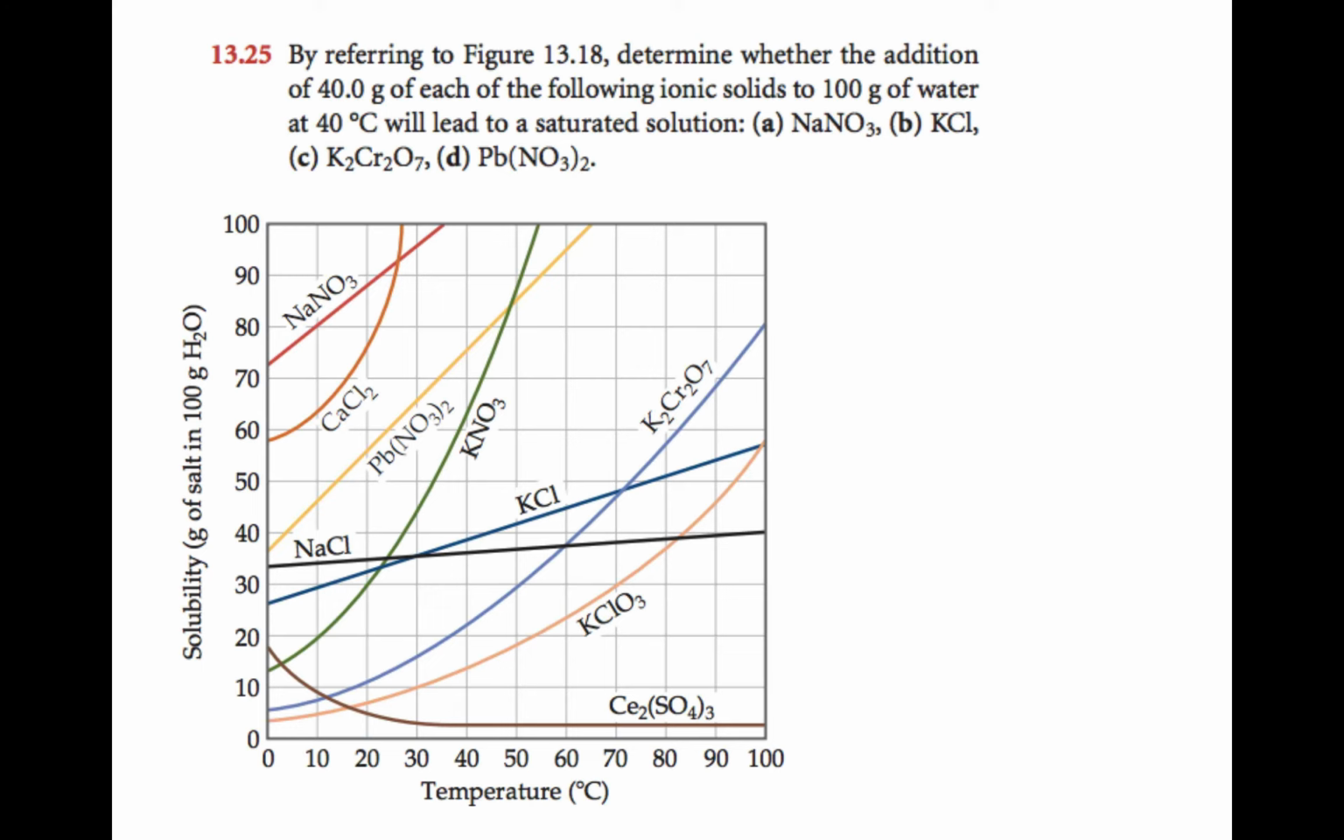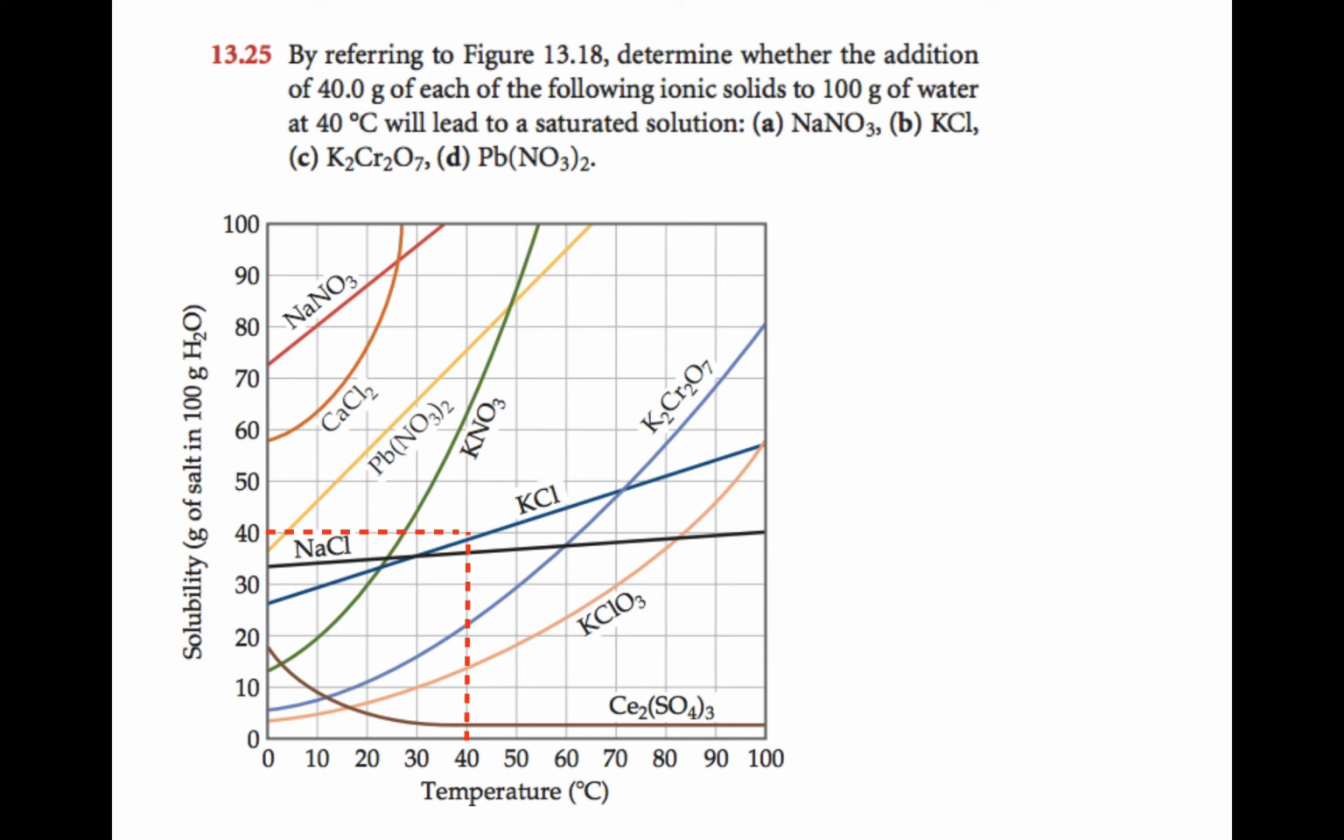So what this chart shows is how soluble each of these ionic solids is going to be in 100 grams of water at a particular temperature. So our temperature and our grams fall here on the chart. If you're on the line anywhere on this chart, that represents a saturated solution.